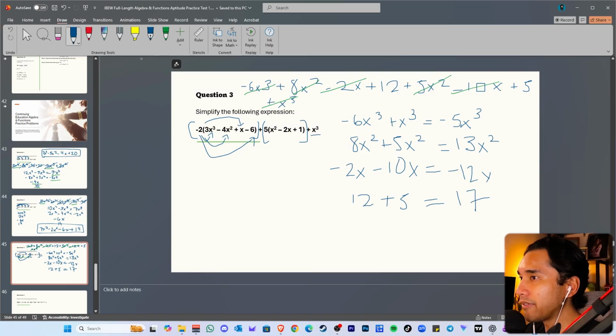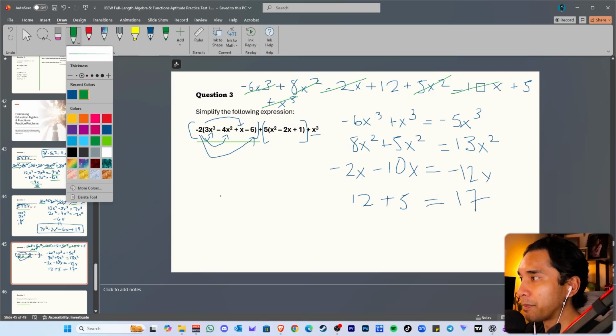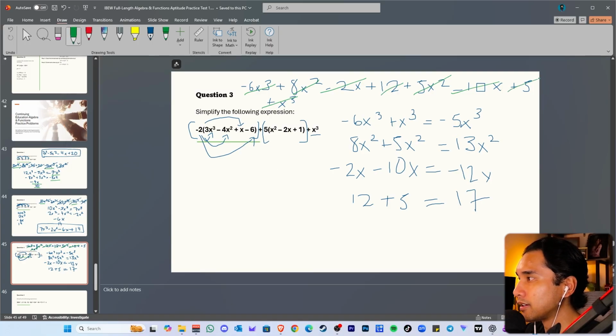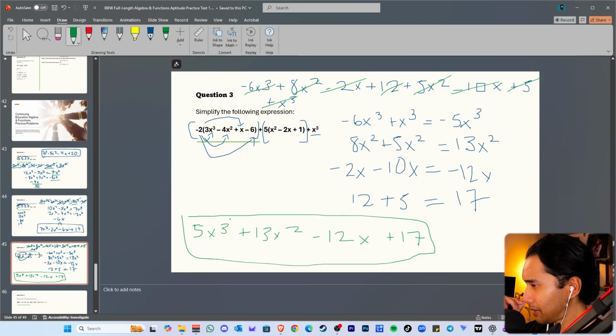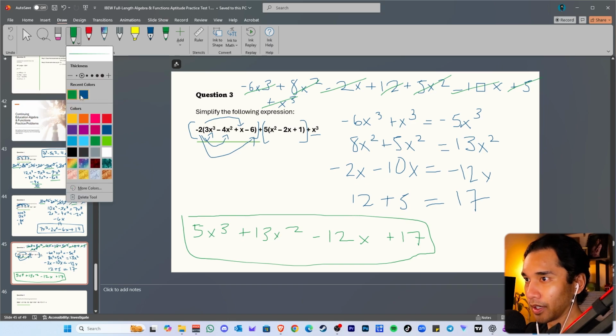So writing everything down, I'm going to put it all in green. It's going to be 5x cubed plus 13x squared minus 12x plus 17. Easy. That is simplifying to its lowest terms. We simplified this expression to its lowest terms. Okay, moving on.